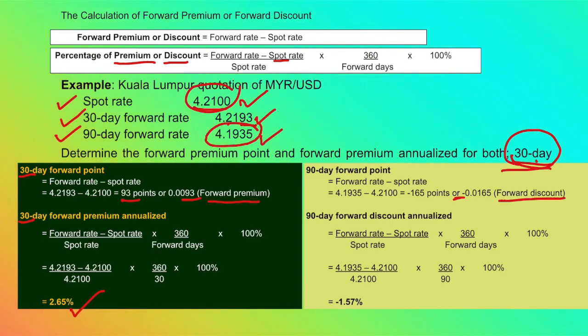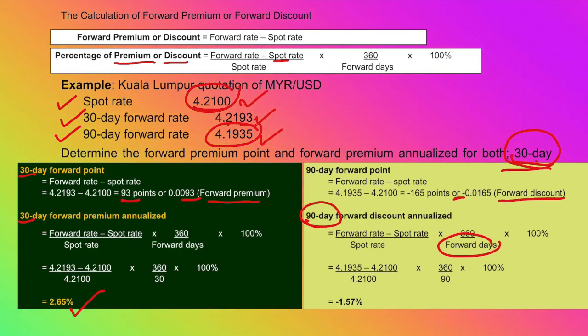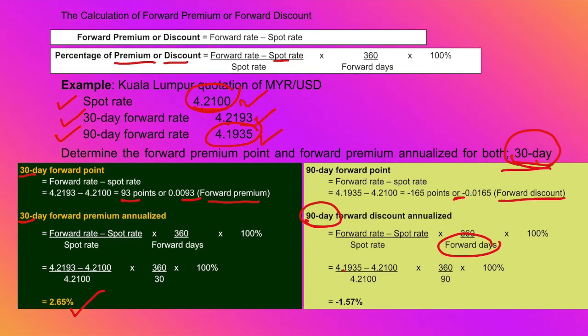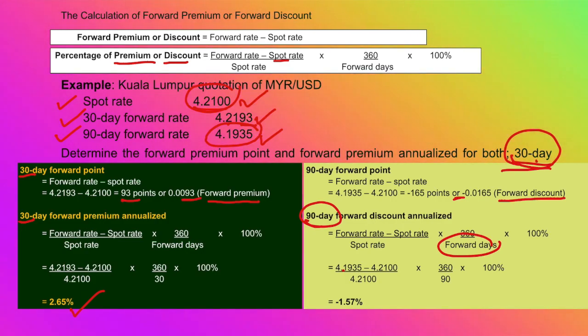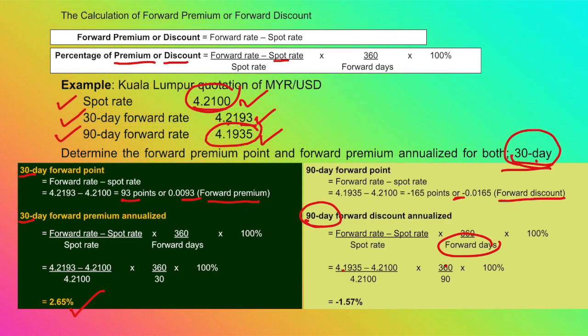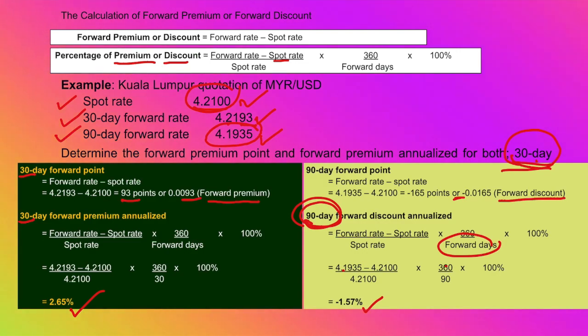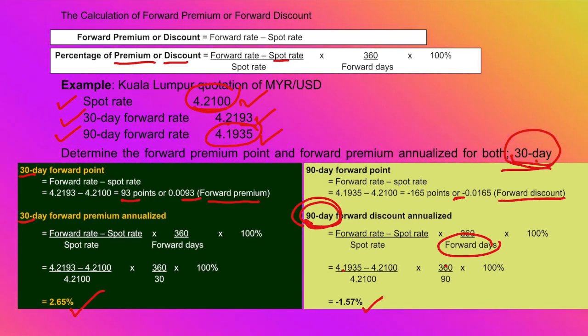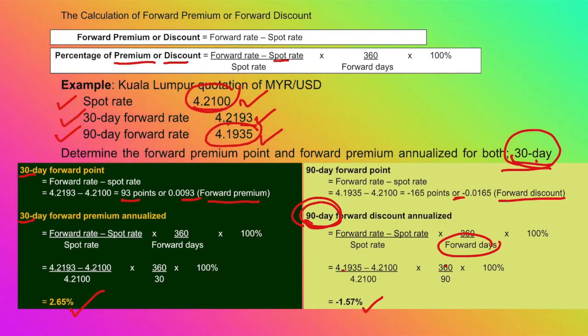For 90 days forward discount annualized, the amount of forward days is based on this. So forward rate minus spot rate, 4.1935 minus 4.2100 divided by 4.2100 times 360 divided by 90, because it's 90 times 100%, so you will get negative 1.57%. Okay, so this is how we calculate the forward premium or forward discount.